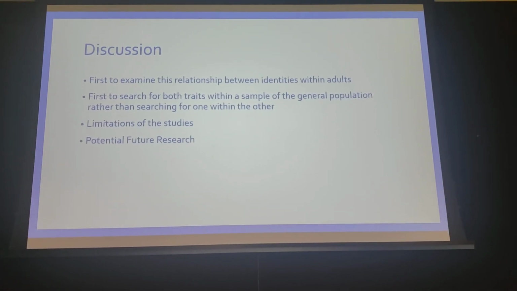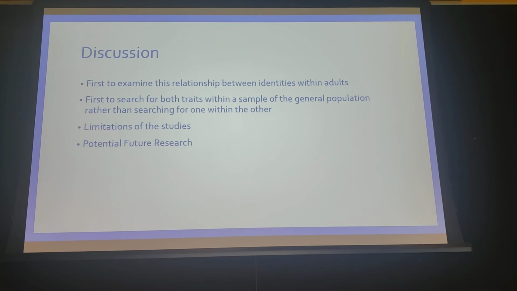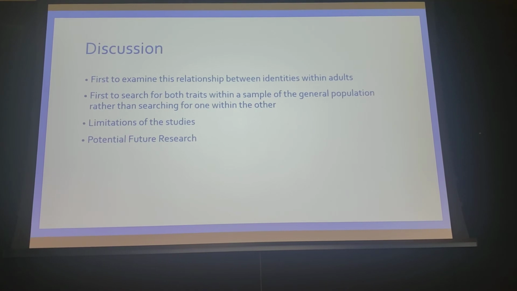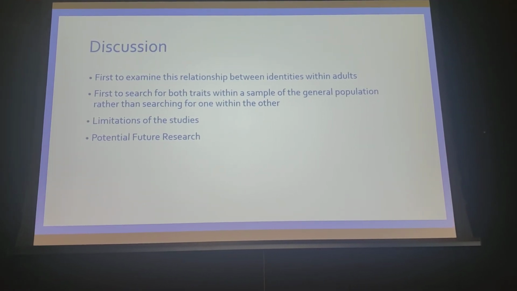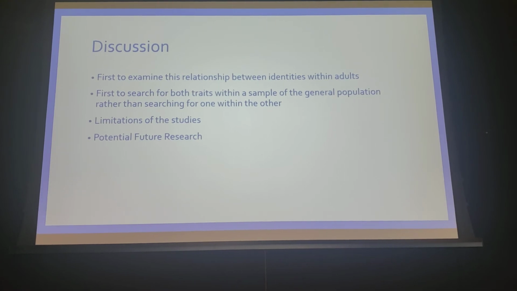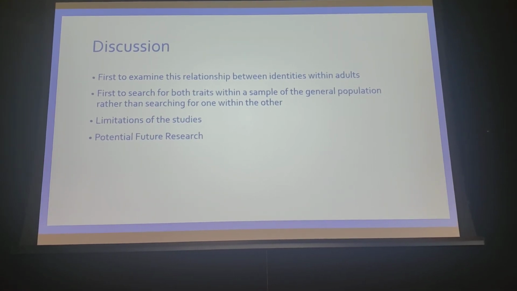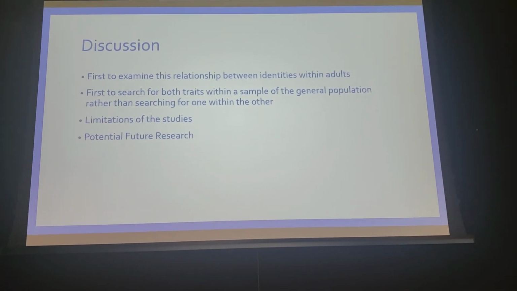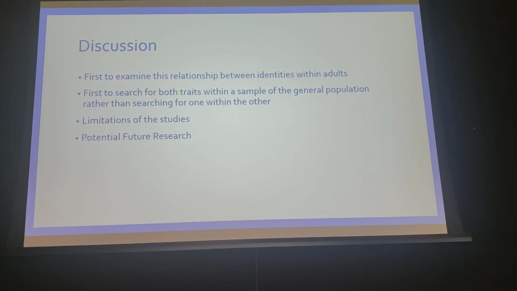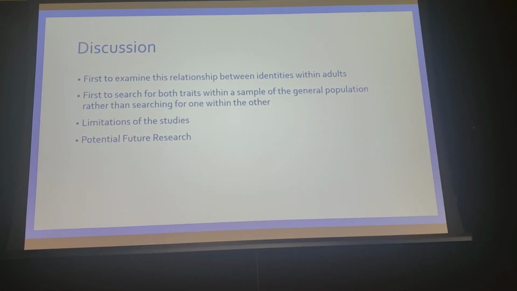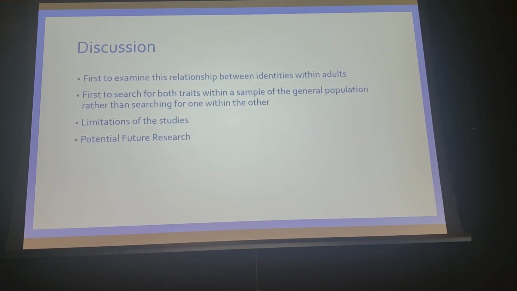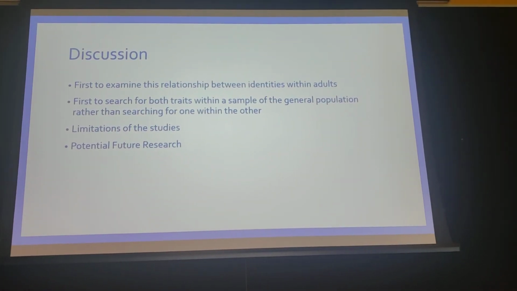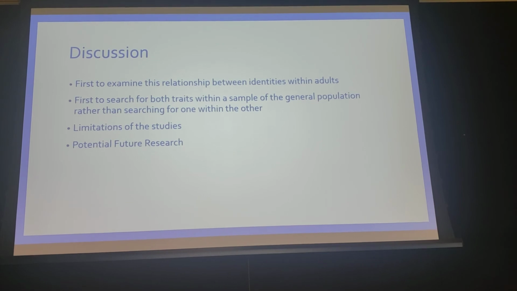So to wrap up, my study was the first to examine this relationship within adults rather than children, and also the first to search for both neurodiversity and gender divergency within a sample of the general population rather than searching for one of those traits within the other group. The study was limited due to my sample size, the fact that I quantified neurodivergency, and several other things. And hopefully in the future, I hope that this research can be used to broaden horizons for acceptance and help to create a place in the world that is more accepting of individuals at this intersection.